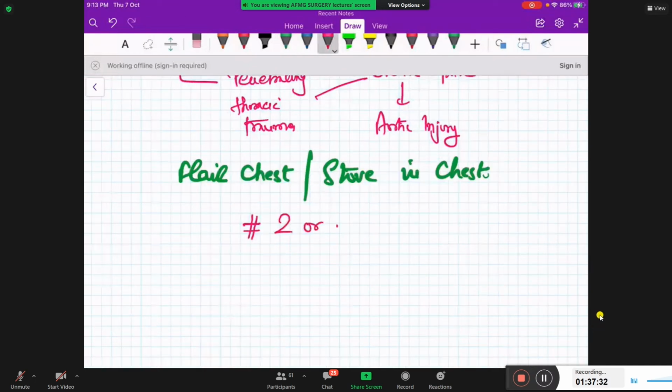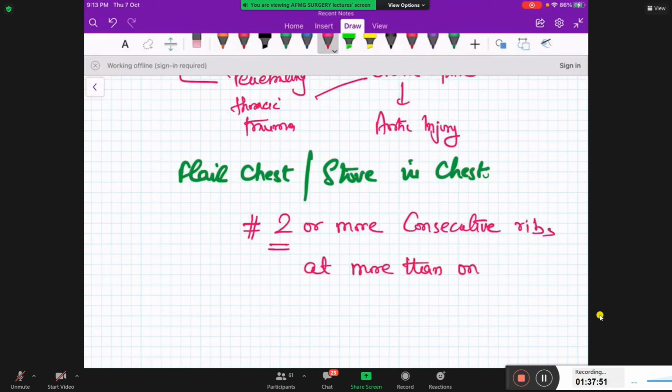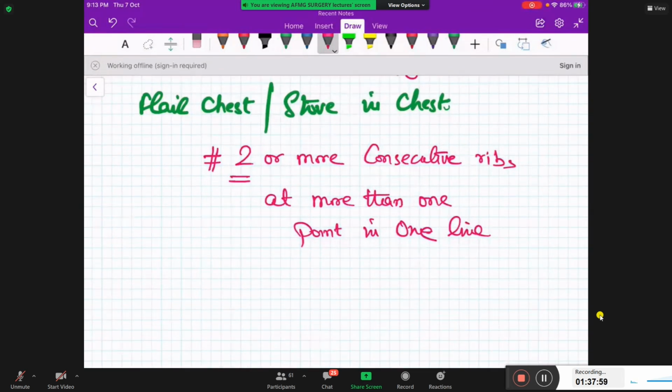Fracture of two or more, this two is important, consecutive ribs at more than one point in one line. Fracture of two or more, two, it is not three. The answer in your MCQ source is wrong. Two or more consecutive ribs at more than one point in one line.